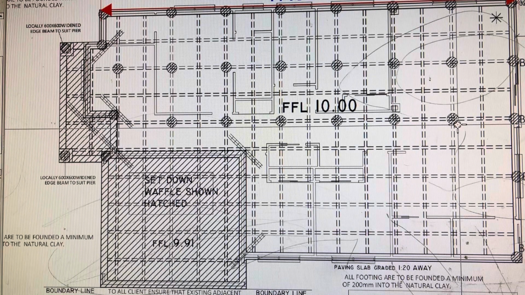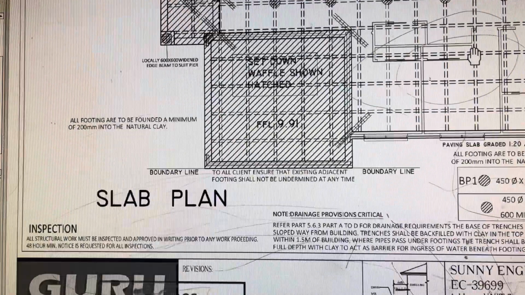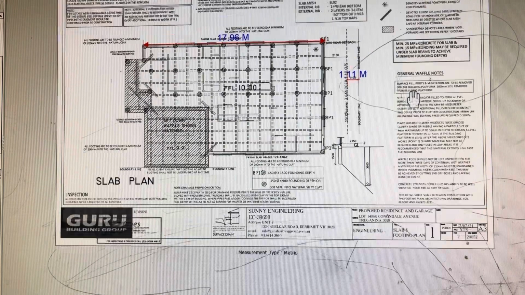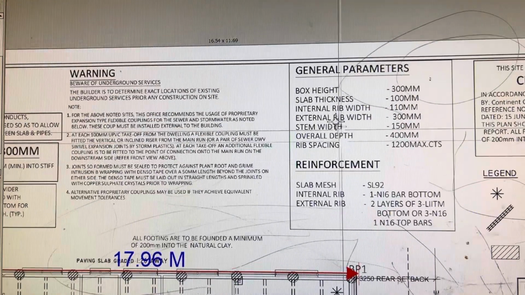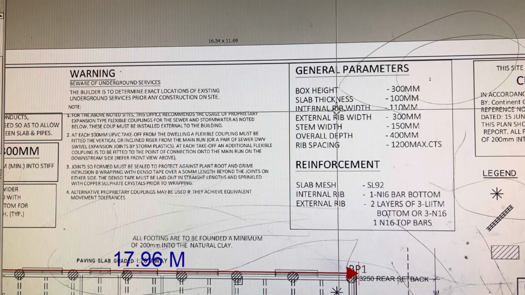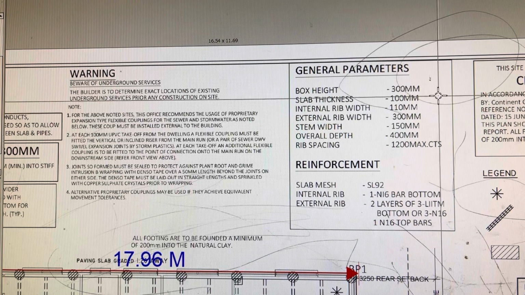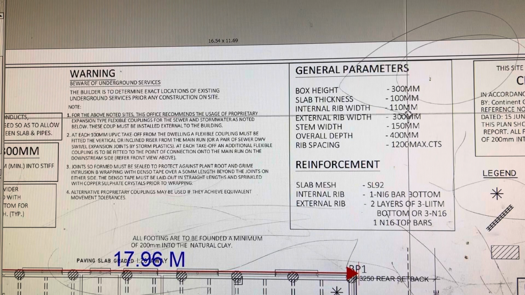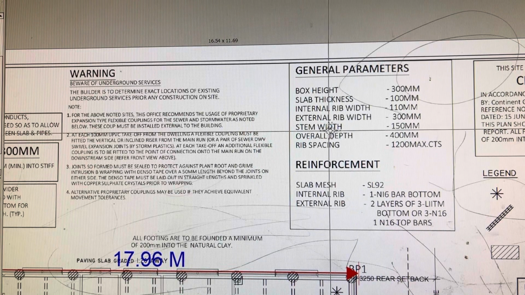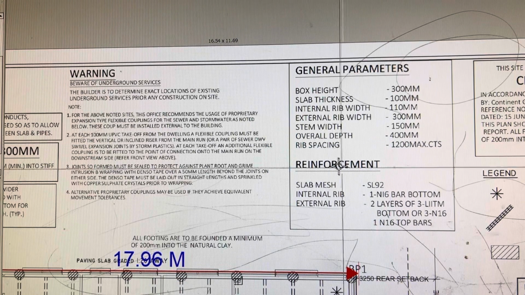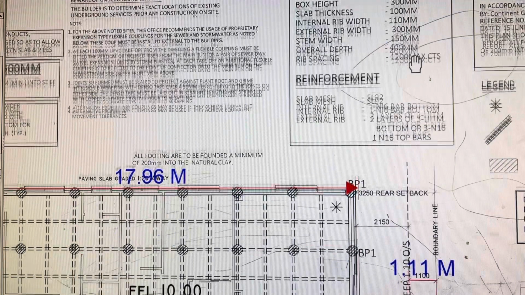So we got this edge and internal beams covered. Now we want to do the takeoff of all these bored piers, and the information of all the slab and bored piers footings will be given on this plan. So it's saying here, the box height, which means the waffle pod height, is 300 mil. The slab thickness is 100 mil on top, so it's a total 400 mil thick slab waffle pod. Internal rib width is 110 millimeters. External edge beam is 300, and stem width is 150. Overall depth is 400. Rib spacing is 1200 max centers.